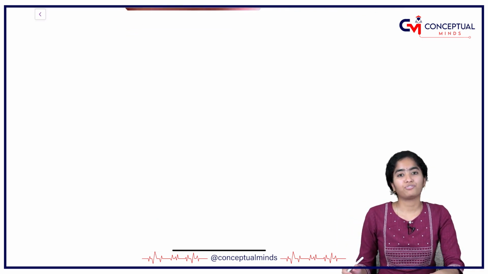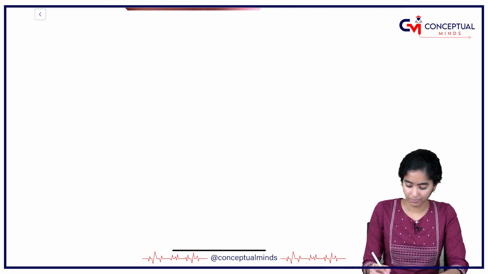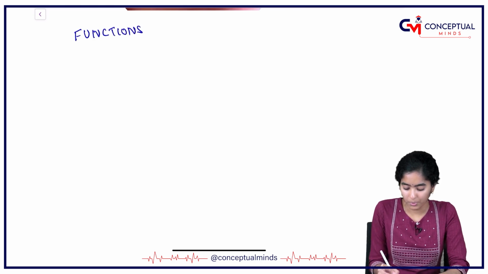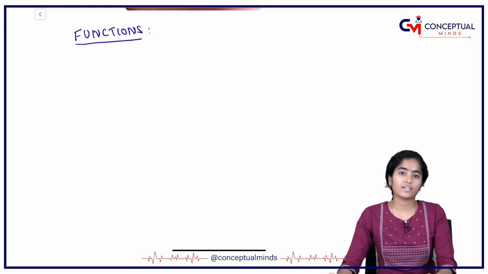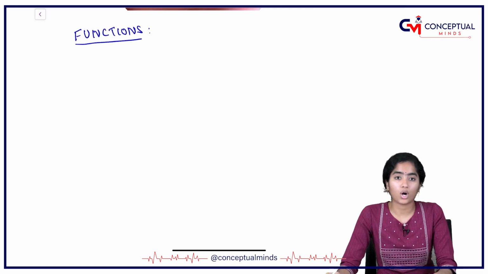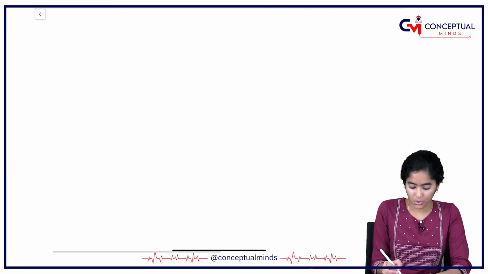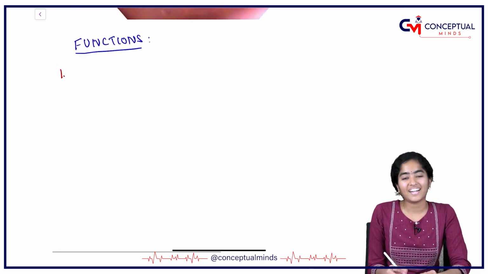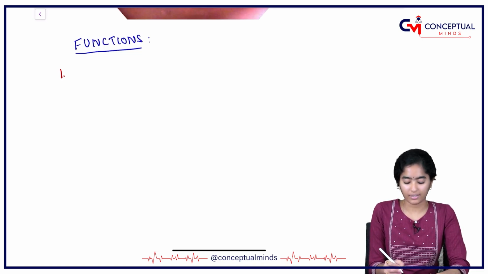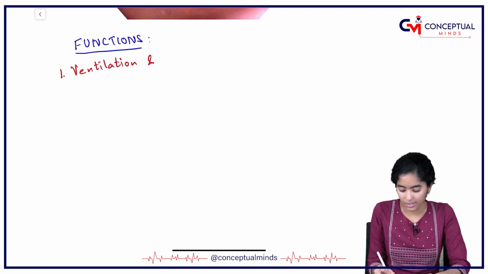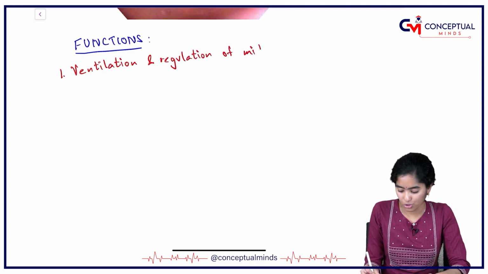Let us now look into the functions of the Eustachian tube. Why should a Eustachian tube be present? Why do we need a structure connecting the middle ear and the nasopharynx? Because it has three important functions. The first function of the Eustachian tube is ventilation and regulation of middle ear pressure.